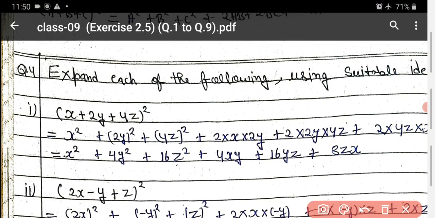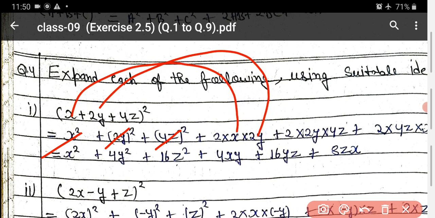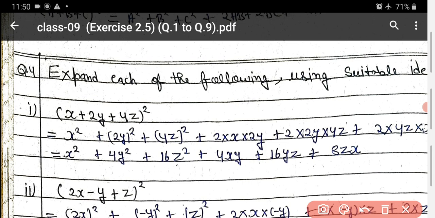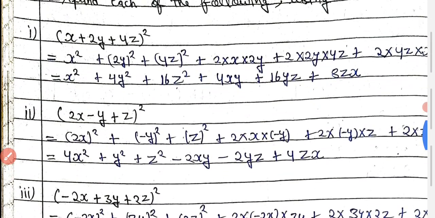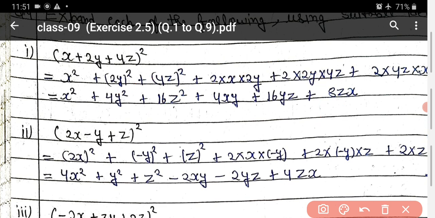Now just open: a square, that is x square, plus b square, that is (2y) whole square, plus c square, that is (4z) whole square. Now 2ab, the formula is 2ab. So 2 as it is, in place of a write x, in place of b write 2y. Now 2bc, 2 as it is, in place of b write 2y, in place of c write 4z. Now 2ca, 2 as it is, in place of c you have to write 4z, in place of a you have to write x.